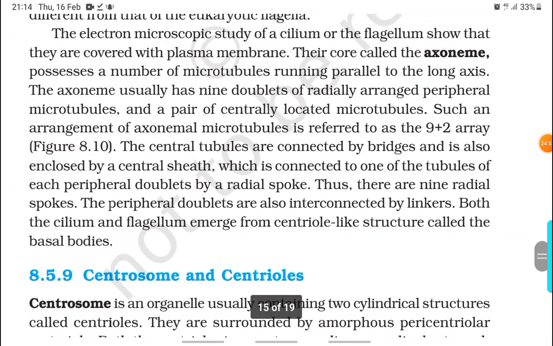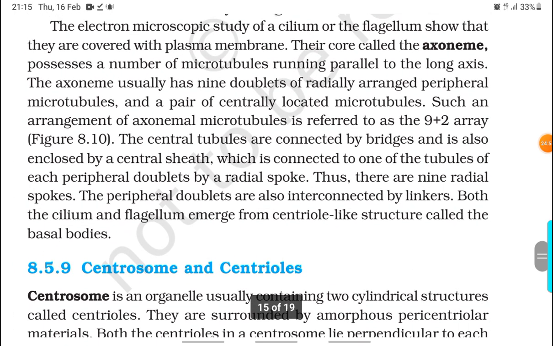The electron microscopic study of a cilium or of a flagellum shows that they are covered with plasma membrane. Their core, called axoneme, possesses a number of microtubules running parallel to the long axis. The axoneme usually has 9 doublets of radially arranged peripheral microtubules and a pair of centrally located microtubules. Such an arrangement of axonemal microtubules is referred to as the 9 plus 2 array.